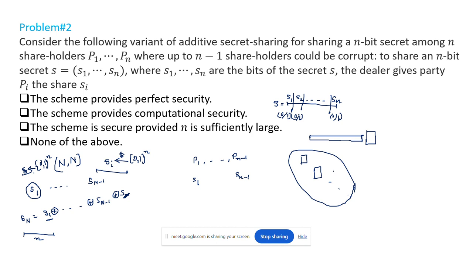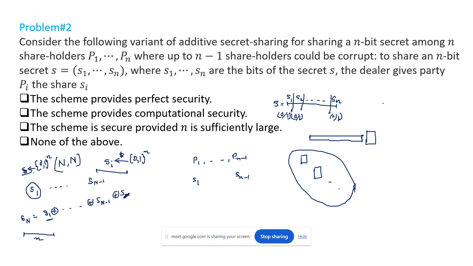But they may not be knowing the sequence. Then also, how many positions are there? Brute force may not be very difficult, but otherwise, yes. Here they are saying that up to n minus 1 shareholders could be corrupt, so the only bit left is some nth bit. Of course, the exact position may not be known, but brute force could be possible.